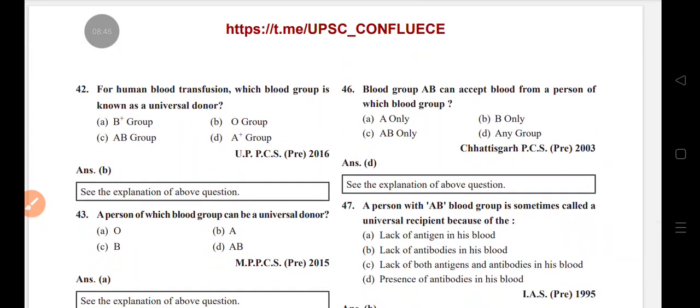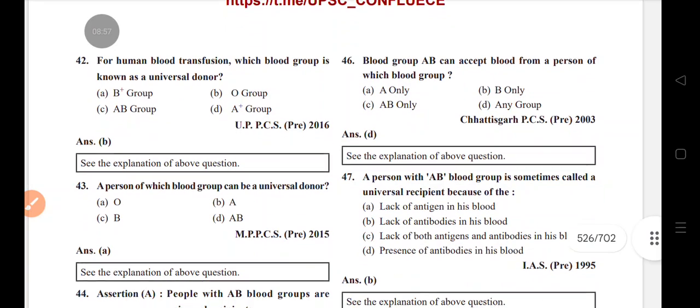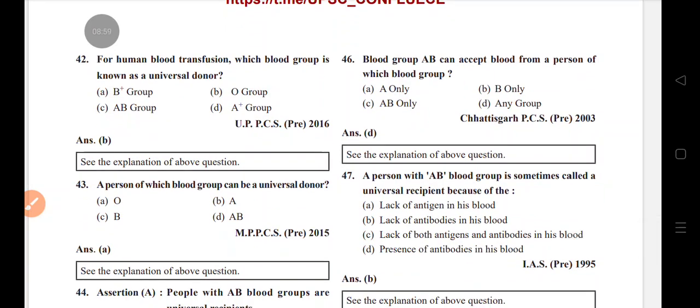Accept any group. Blood group AB can accept blood from a person of which blood group? Any group. A person with AB blood group is sometimes called a universal recipient because of the lack of antibodies in his blood.